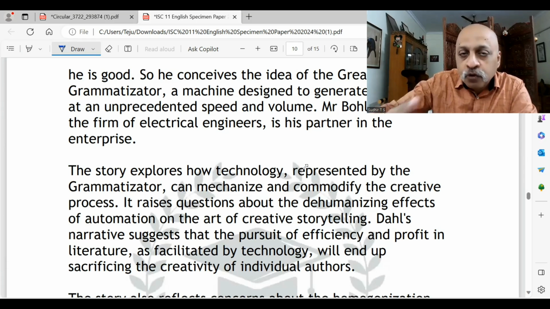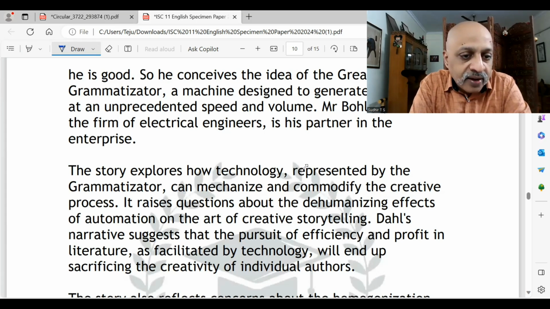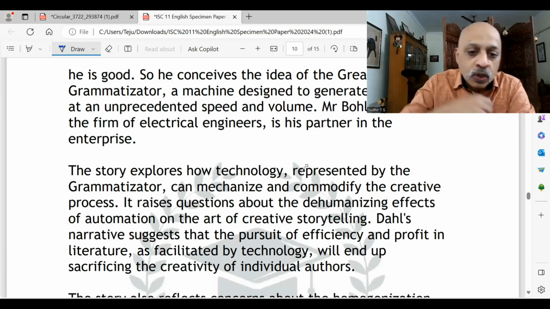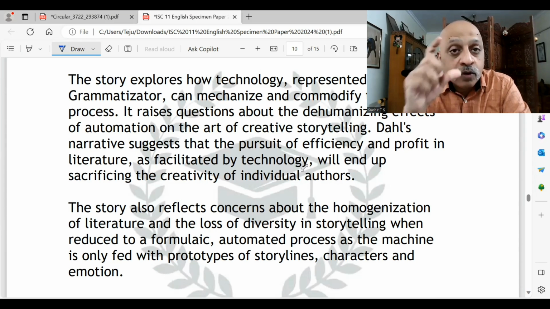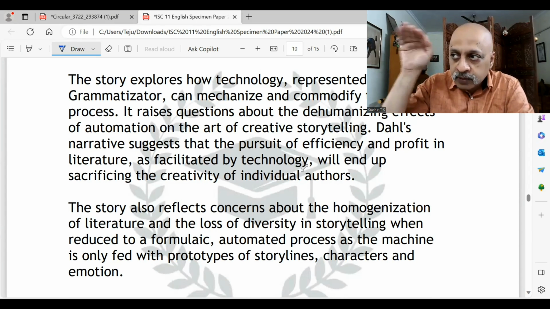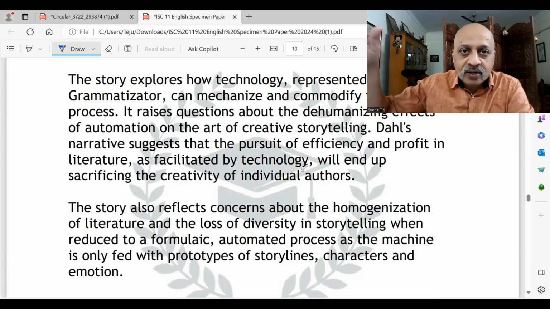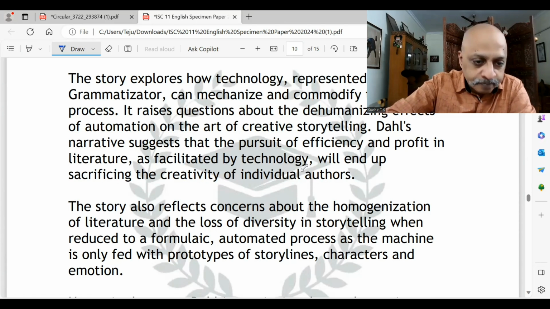I want you to, if you read it a couple of times, you will get used to using these kind of words. And if you have gone through my notes and question and answers, you know what exactly I'm talking about. Dahl's narrative suggests that the pursuit of efficiency and profit in literature as facilitated by technology will end up sacrificing the creativity of individual authors. The story also reflects concerns about the homogenization of literature and the loss of diversity in storytelling when reduced to a formulaic, formula. Formula से word आता है, formulaic automated process, as the machine is only fed with prototypes of storyline, because it's this kind of a story, this kind of characters, this kind of emotion, ऐसा डालो करके.